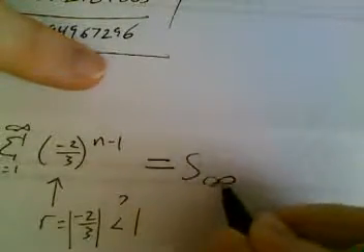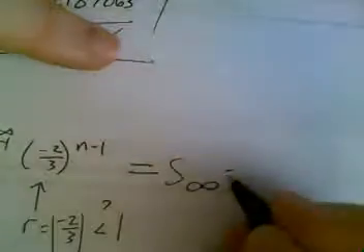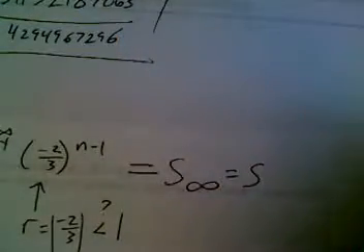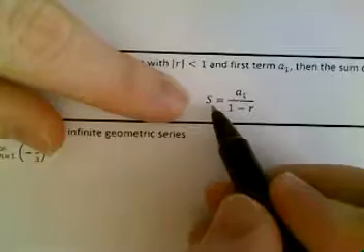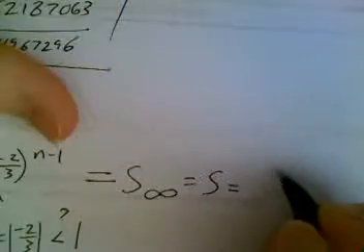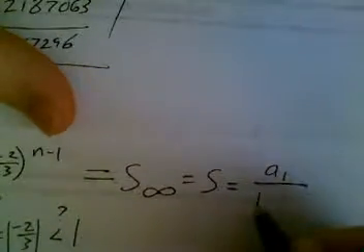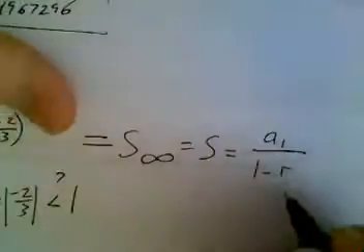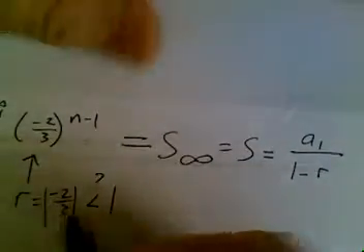This thing is equal to s sub infinity. And again, that's the notation I'm going to use, which is also equal to s. This s right here is the same thing as s sub infinity. It's all of the infinite terms added together. What is this going to be? Well, it's supposed to be a sub 1 divided by 1 minus r. Well, my r value is the negative 2/3.